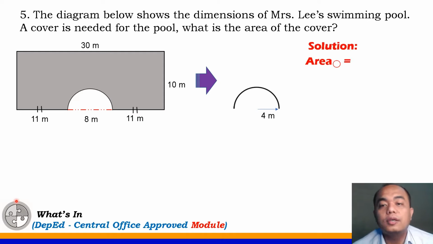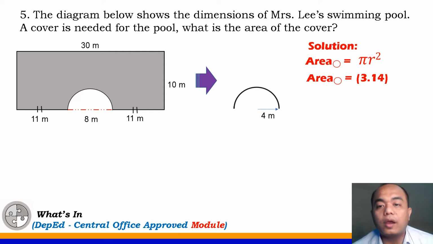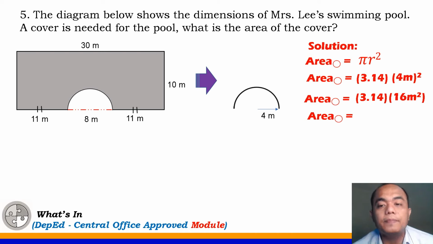Okay? So, here's the solution. We will use the formula here, class, for the whole circle, pi r squared. Para hindi kayo malito, gagamitin natin as if this is a whole circle. Mamaya na lang natin i-divide, okay? Hindi na natin isasama dito sa ating formula. So, we have here pi r squared. So, pi here, 3.14, and radius natin is 4 meters. So, 3.14, 4 times 4 will give you 16, di ba? So, 16 times 3.14, how much? So, this will become 50.24 square meters.